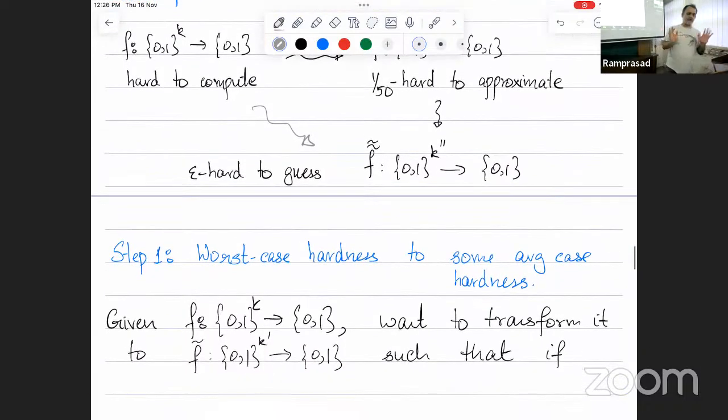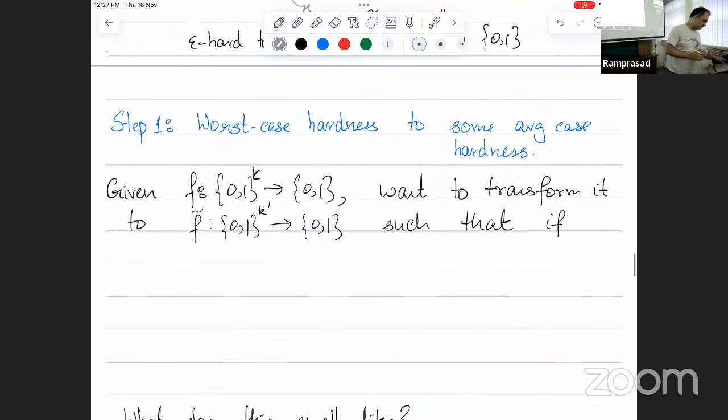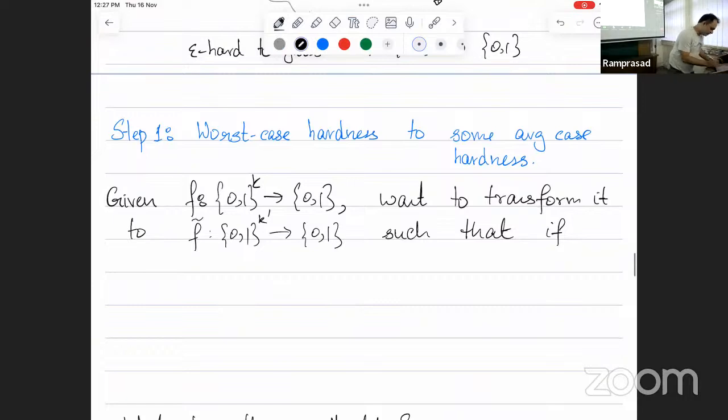So here is what we are going to try and do. Let's focus on just step one. What do I want? I'm given a certain function with some worst case hardness guarantee, and from that I want to get a function which has some sort of average case hardness guarantee. Let's write down what we want.